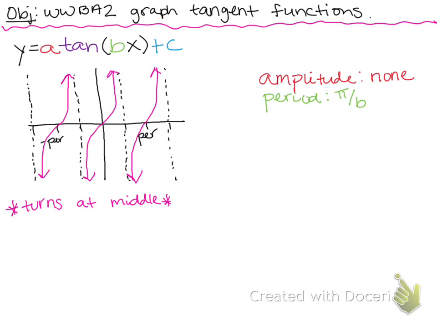The period is pi over b, not to be confused with the period for sine and cosine. Okay, period for tangent is pi over b. The middle is still at c. And one cycle of tangent is one of these. Notice tangent starts up on the right, turns at the middle, and goes down on the left. If we're doing a reflection of tangent, the ups are going to go down and the downs are going to go up, so it'll be up on the left and down on the right.